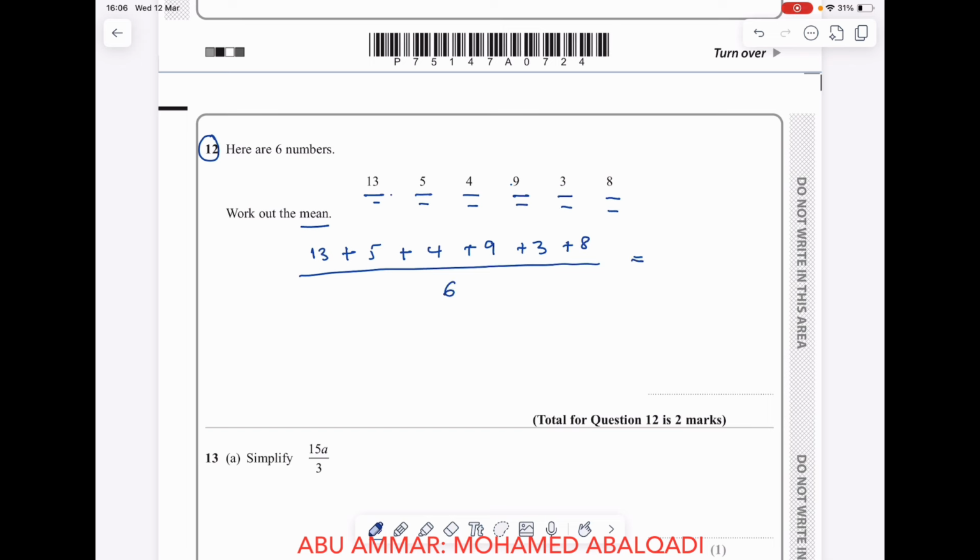So let's do this. 13 plus 5 is 18, plus 4 is 22, plus 9 is 31, plus 3 is 34, plus 8 is 42, divide by 6. The answer is 7. So the mean is 7.